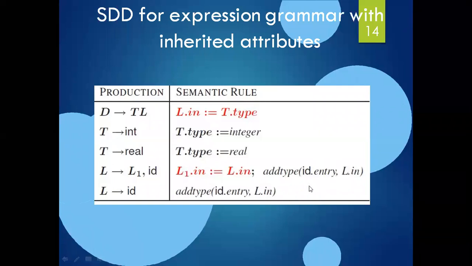And here the meaning of this id.entry is the address of the corresponding identifier in the symbol table. Make a note of this. It is the address of the corresponding identifier in the symbol table. That's why we are using addtype or entertype with id.entry along with the node L.in. And this is an example for the inherited attributes.